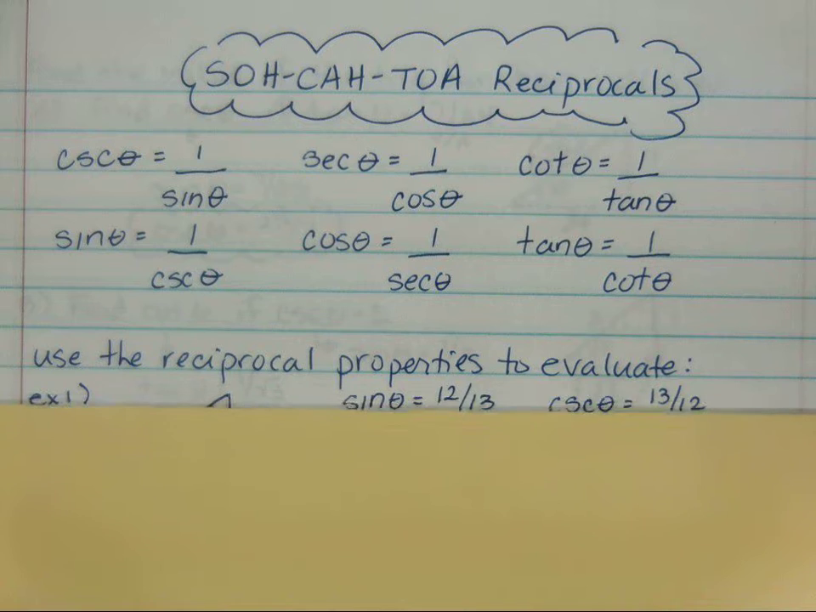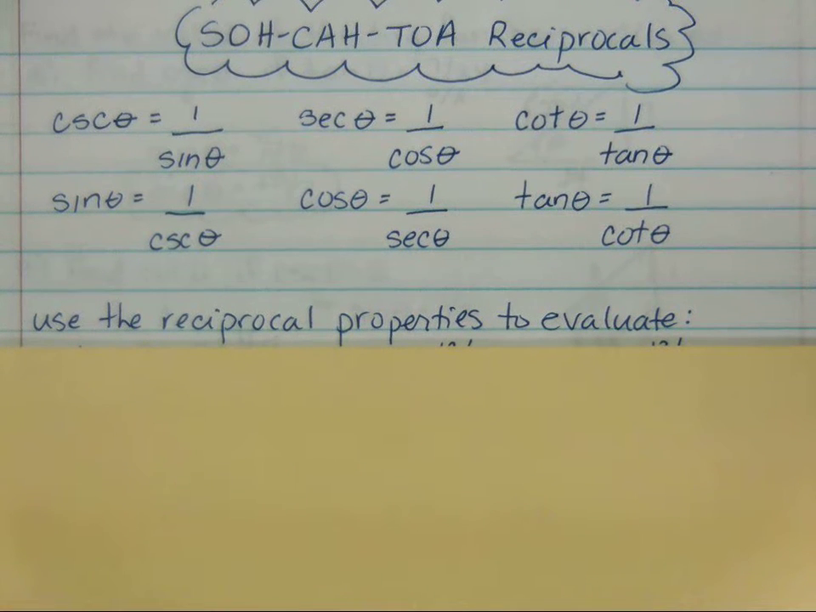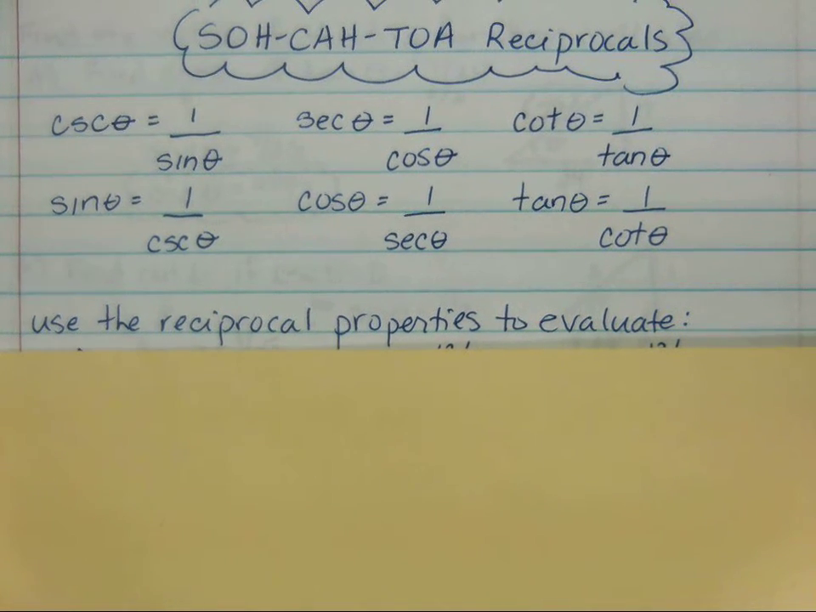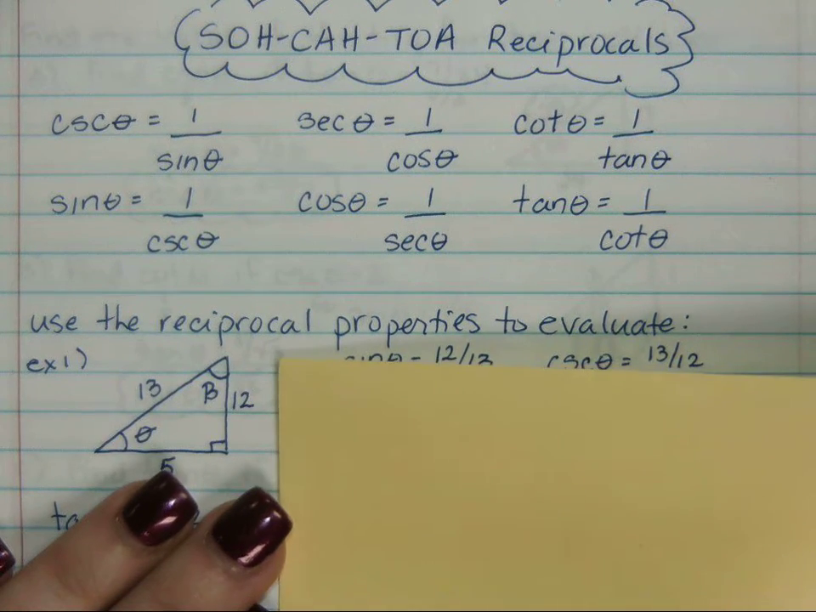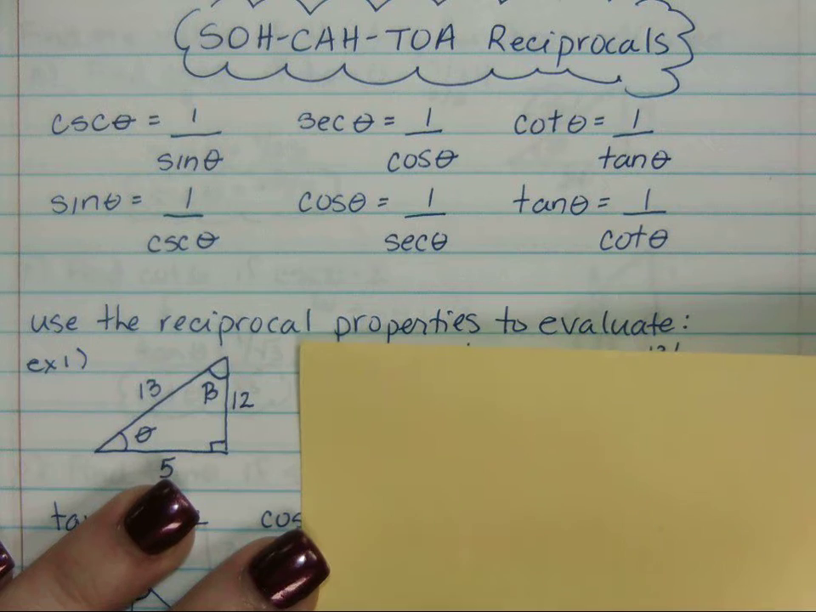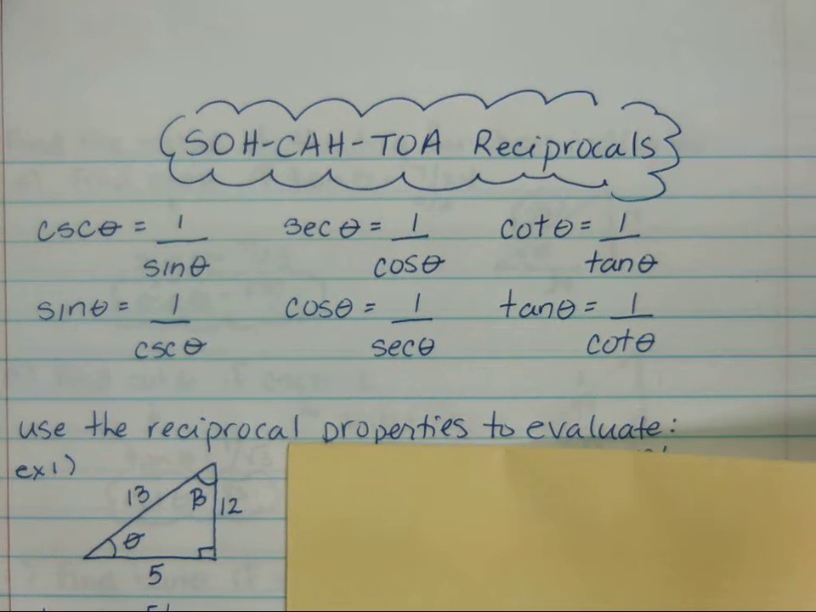Now what we want to be able to do is use reciprocal properties to evaluate the different trig functions. So let's look at this triangle right here. With this triangle, we want to be able to look at the different theta and beta trig functions.